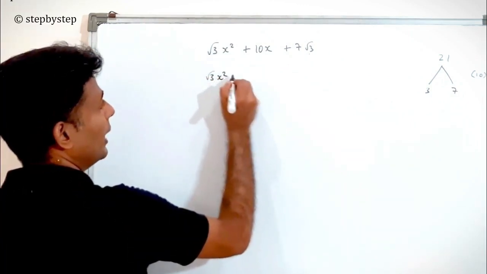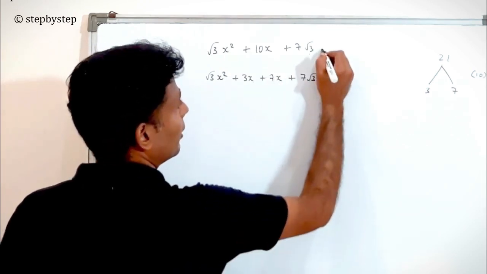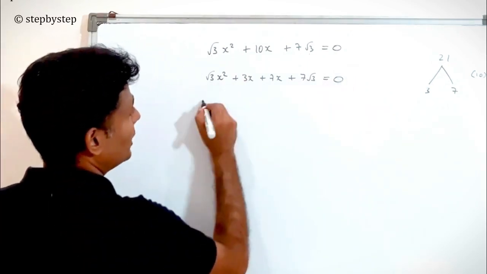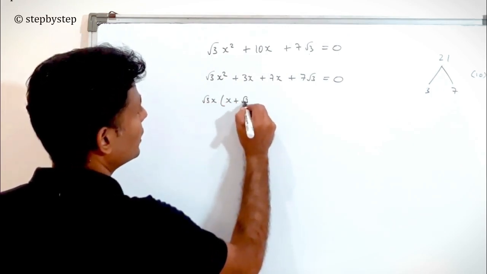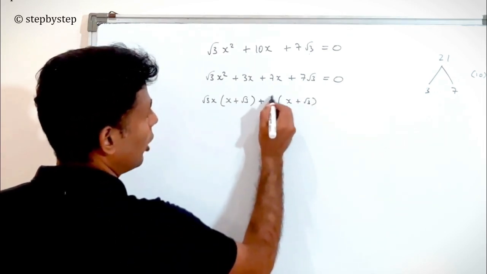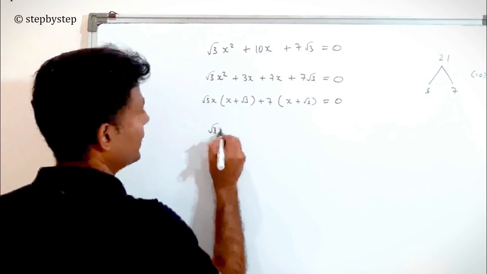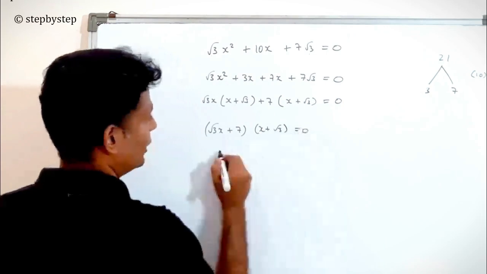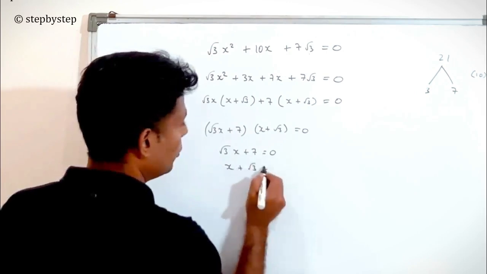So we get root 3x square plus 3x plus 7x plus 7 root 3. Since we are finding zeros, we have to write equal to 0. So now what is common in these two? We can take root 3x common, which means here x will remain plus root 3. Which means here you should get x plus root 3 as well. Which means what do I take common? 7. Equal to 0. So (root 3x plus 7) into (x plus root 3) equal to 0. Which means root 3x plus 7 equal to 0, x plus root 3 equal to 0.